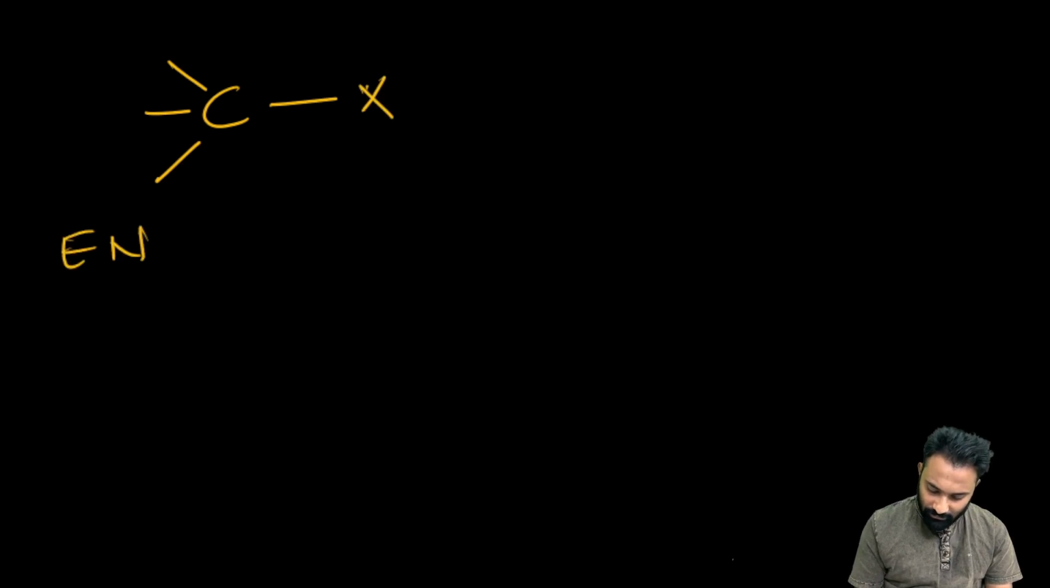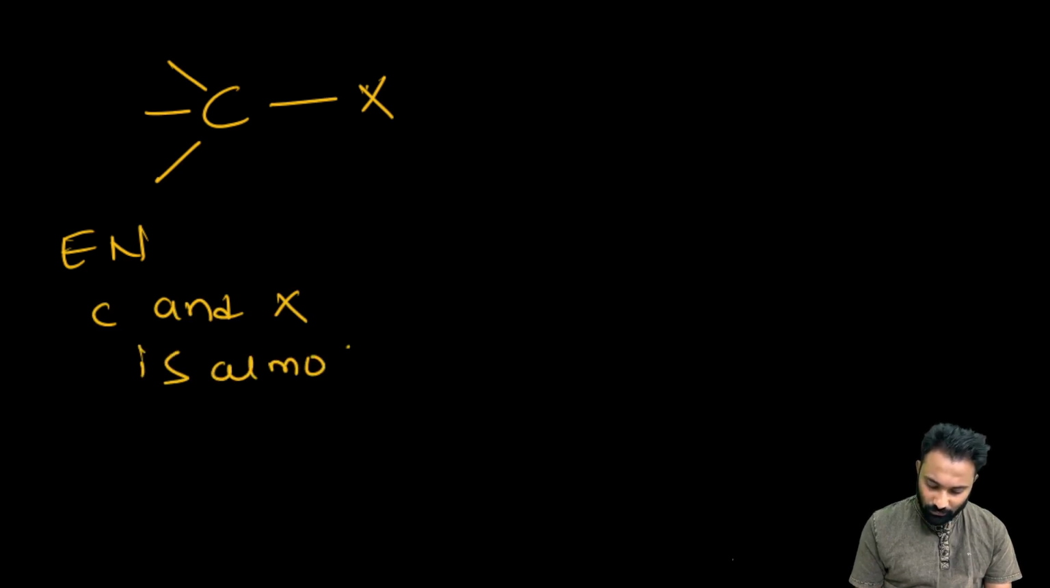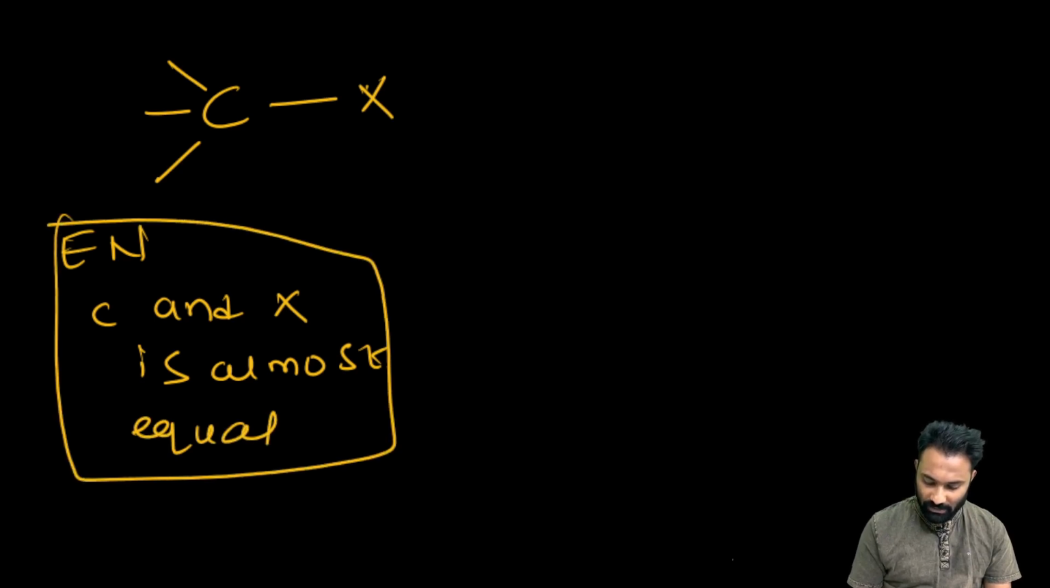Now you see here this is a carbon. Here one bond is there. Here there is some X atom. The electronegativity of this carbon and this X is almost equal. When the electronegativity difference of X and carbon is almost equal, now we know one bond contains two electrons.